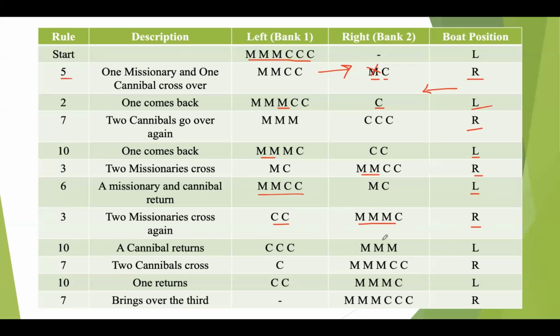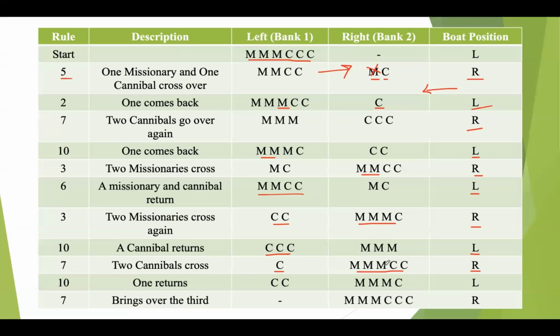Now while coming back, we are bringing one cannibal from right to left, and after that the notation is like this. So 3 cannibals at the left side and 3 missionaries at the right side, and the boat is at the left side of the river. Then you can take 2 cannibals to the right side of the river. So when you move these 2 cannibals, then at the right side of the river there are 3 missionaries and 2 cannibals, and the boat is towards the right side of the river. There is only one cannibal on the left side of the river.